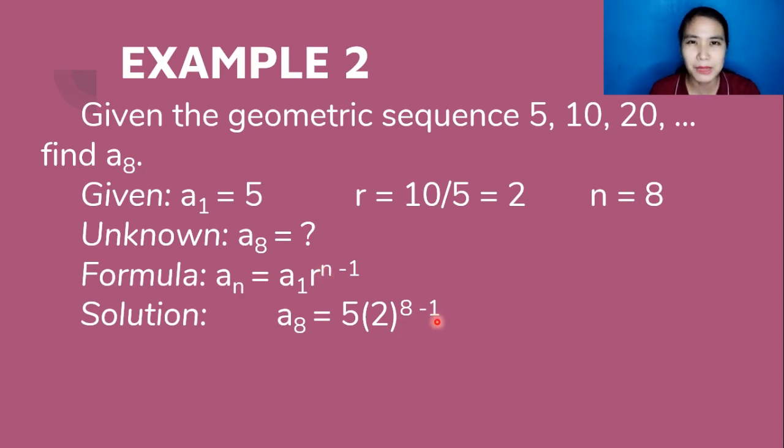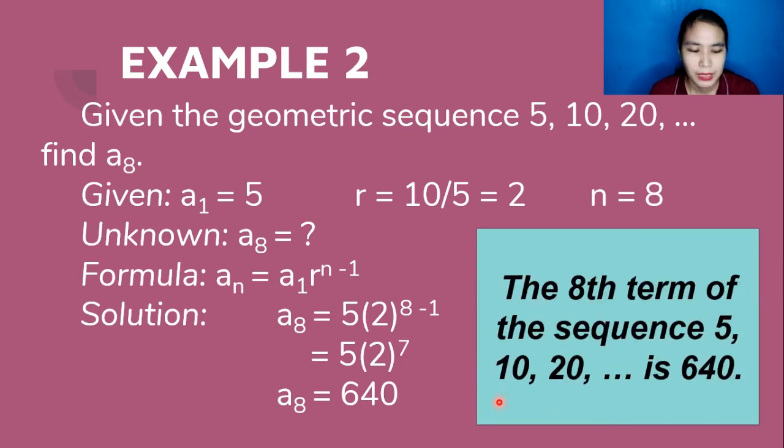To solve this, we simplify first using the PEMDAS. So we use 8 minus 1 is equal to 7. Then we have 2 raised to 7, that is 2 times 2 times 2 times 2 times 2 times 2 times 2. Or 2 to the 7th power will be equal to 128. Then multiplied by 5, the answer will be 640. Therefore, the 8th term of the given geometric sequence 5, 10, 20, and so on will be 640.